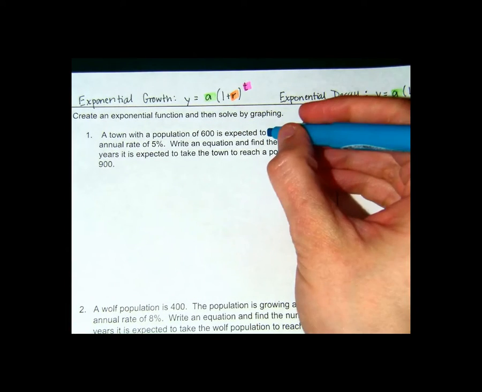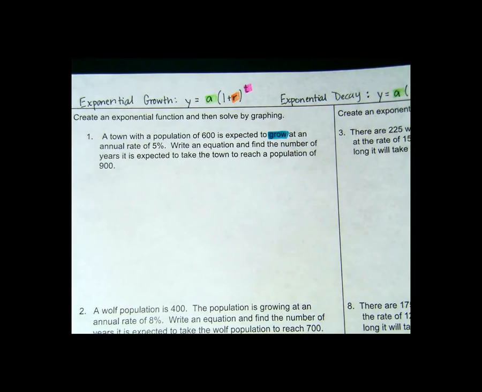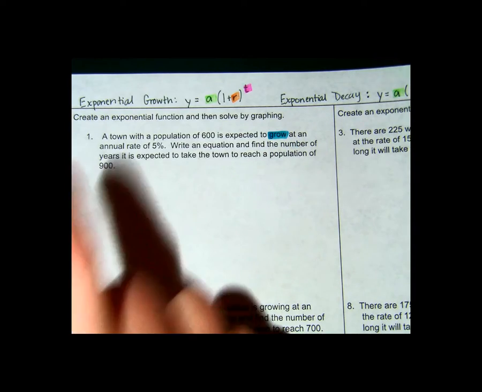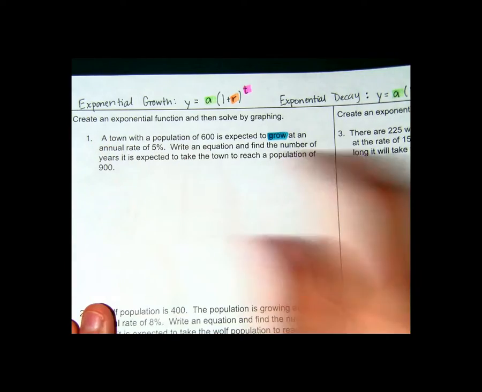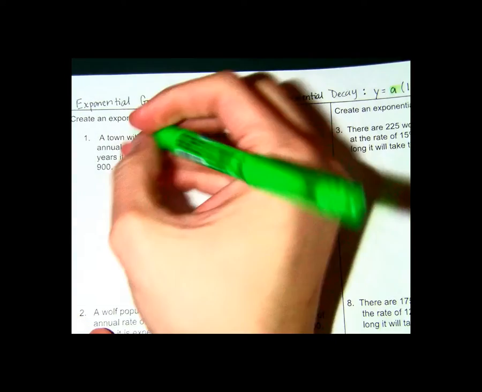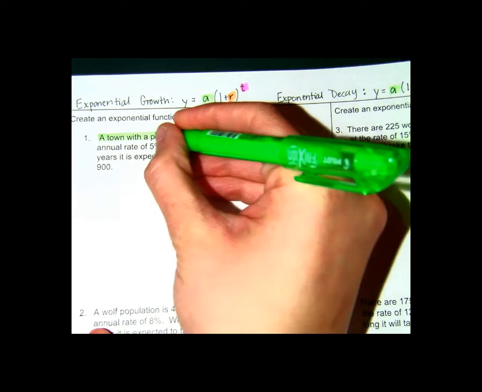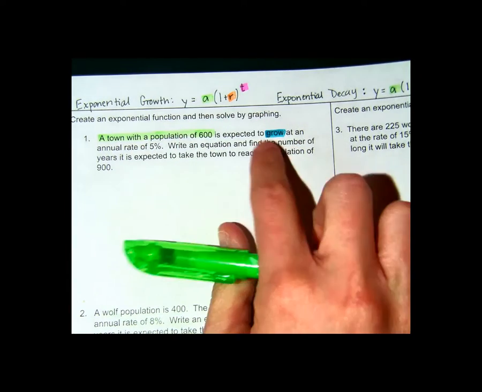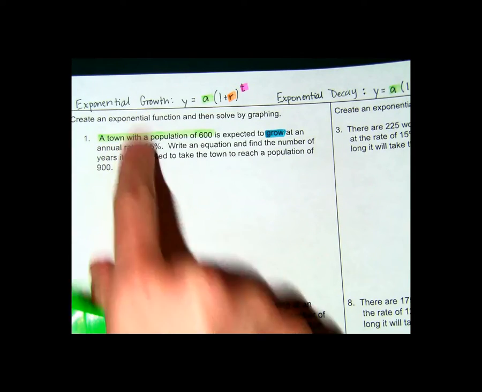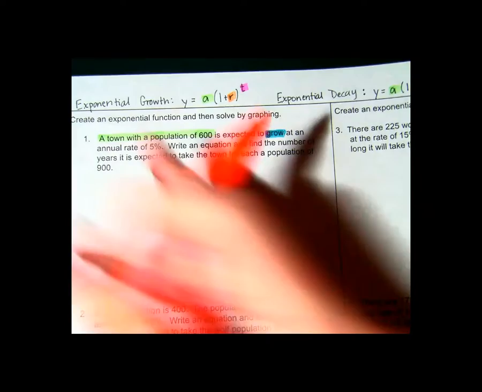It's going to grow at an annual rate of 5%, annual meaning year. Write an equation and find the number of years it is expected to take the town to reach a population of 900. So first of all, a town has a population of 600. That is the beginning. That's its starting value. It's expected to grow, growth, at an annual rate, our rate, of 5%.